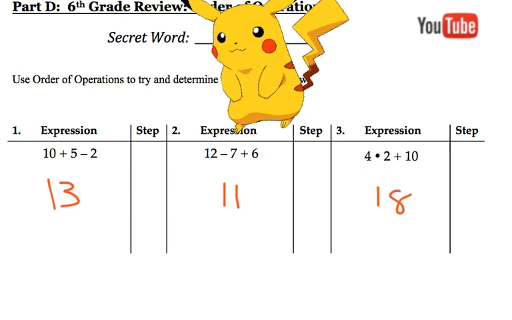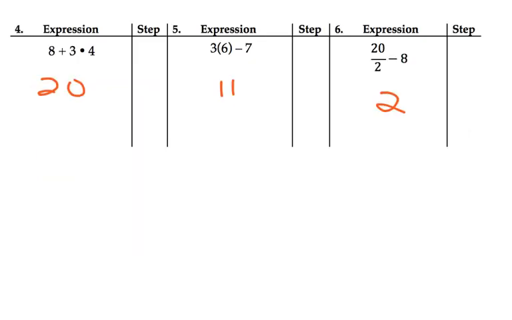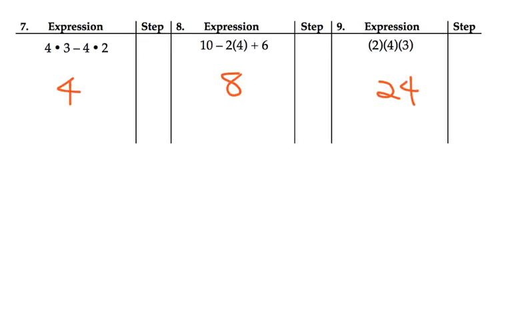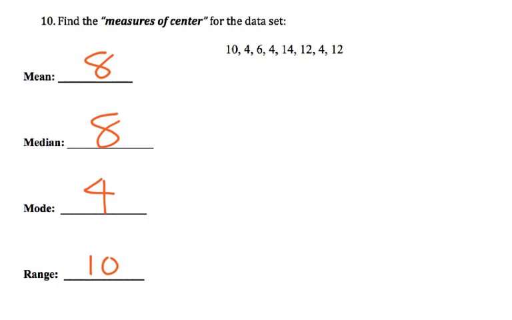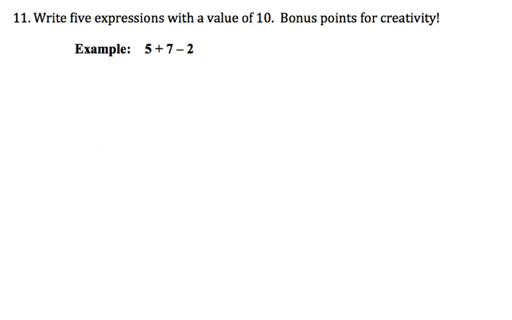the answers to the first ones are 13, 11, 18, 20, 11, 2, 4, 8, 24. On the back we have the mean is 8, the median is 8, the mode is 4, and the range is 10. And then for number 11, I just wanted to see what you could come up with.